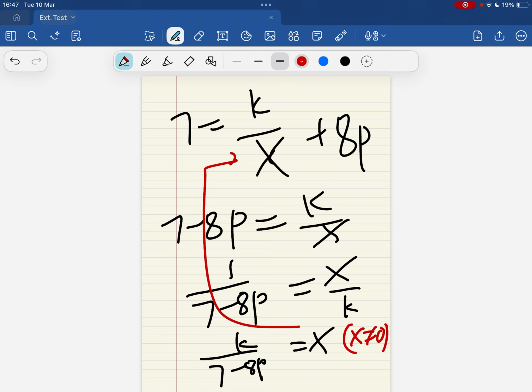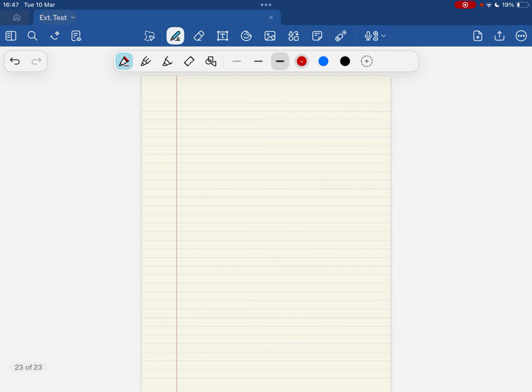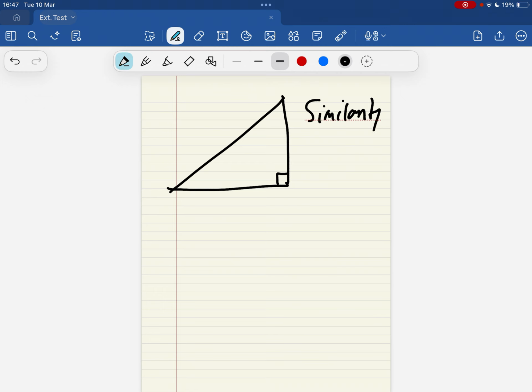Now, that's it for algebra. Trig. The love of my life. Trig is all about triangles. The essential idea of trig is based on something called similarity. And similarity states that when you scale a triangle up, the side ratios don't change.